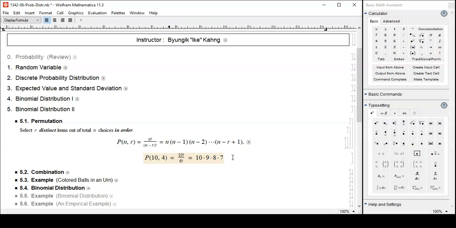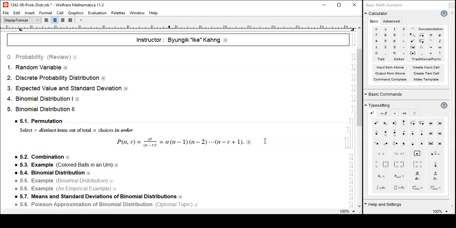The first place, I have 10 choices because there are 10 people. And then for the second place, I have only 9 choices because the first place is already selected. For the third place, I have 8 choices because 2 people were already selected. Finally, fourth place, 3 people were selected already, so I have 7 choices. Multiplying them all up, I have the permutation. And in general, this applies to selecting r distinct items out of total n choices in order.